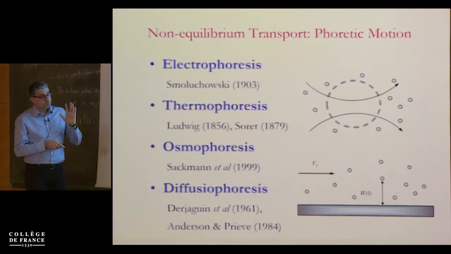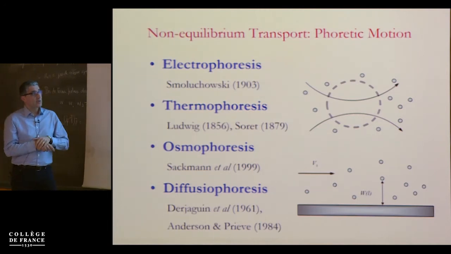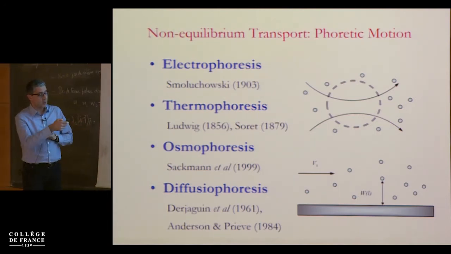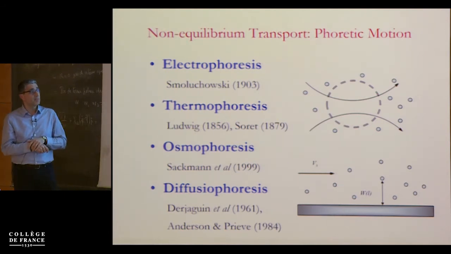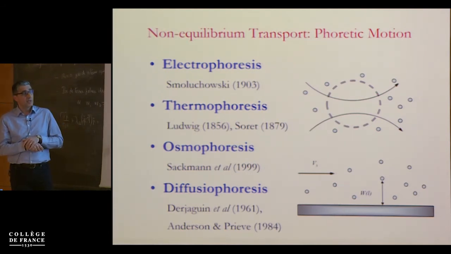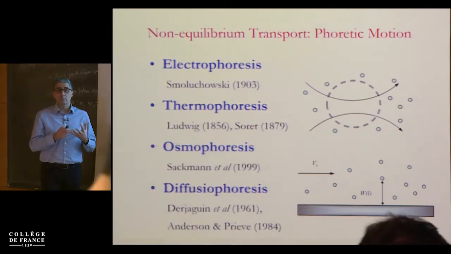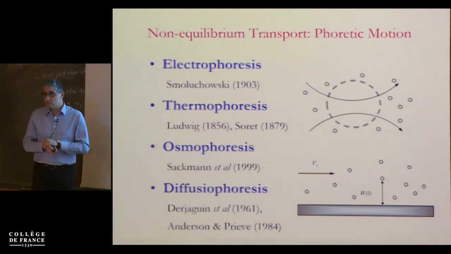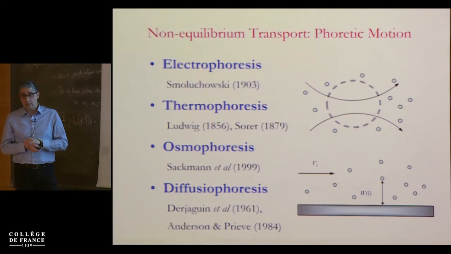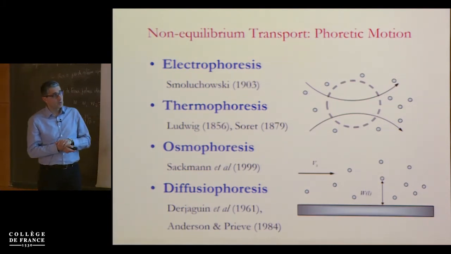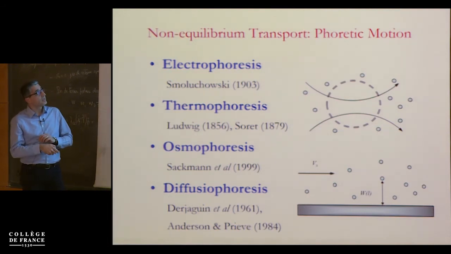These interfacial transport mechanisms that I call phoretic mechanisms are typically the result of interaction between a thermodynamic potential which has a gradient and some sort of boundary which basically imposes a constraint on them.